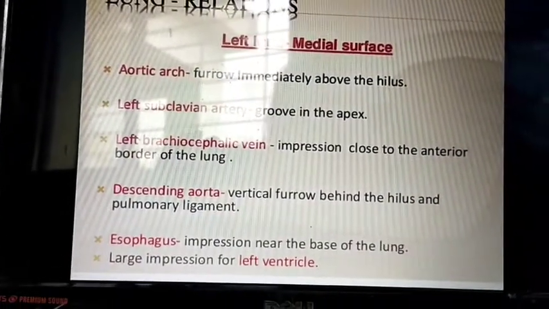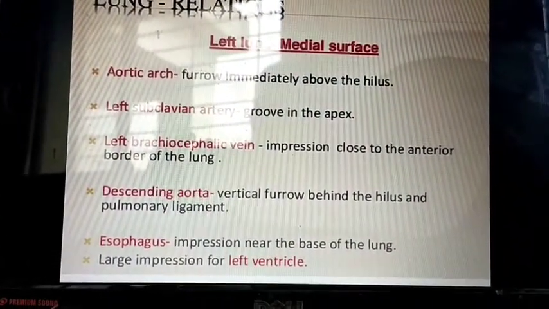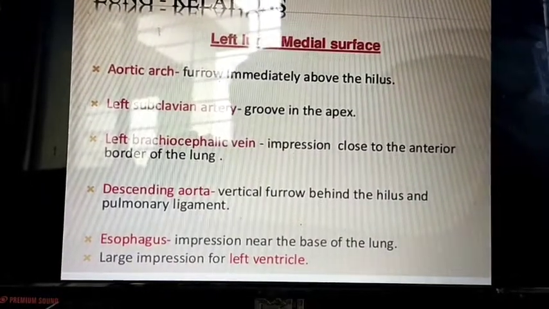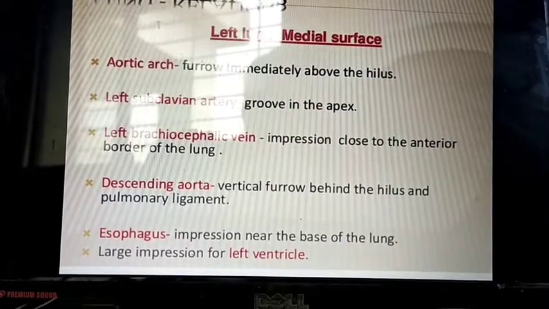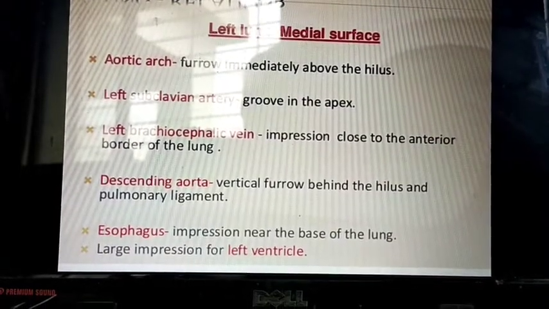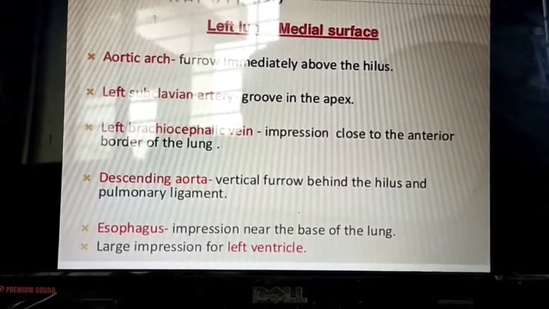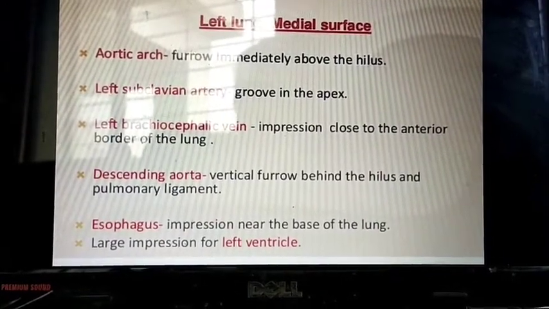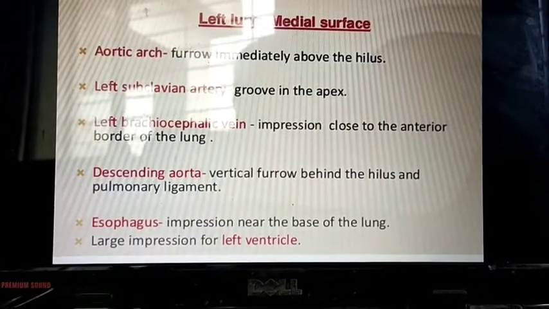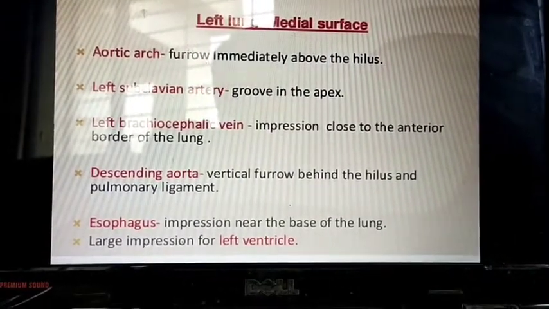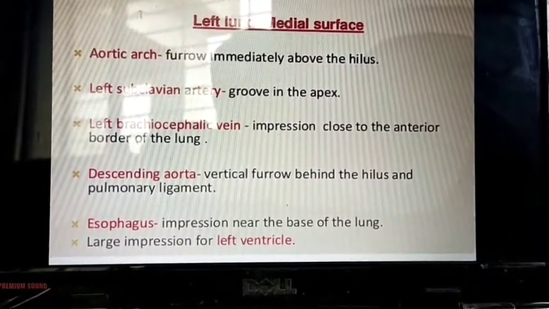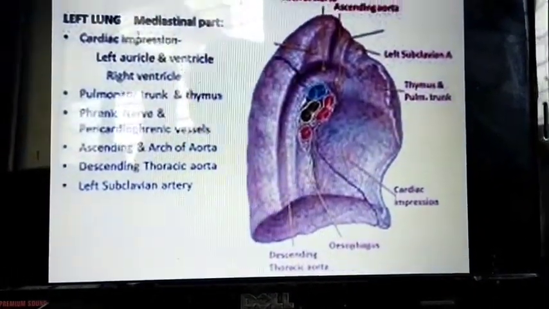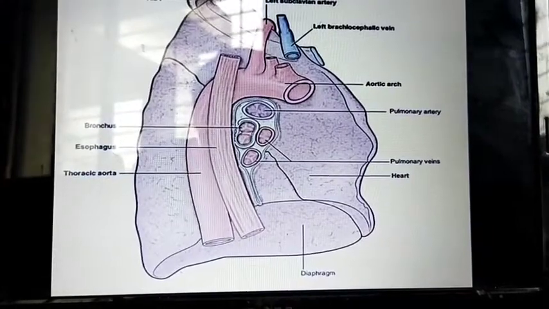They are the aortic arch, a furrow immediately above the hilum. The left subclavian artery makes a groove in the apex. The left brachiocephalic vein impression is close to the anterior border of the lung. The descending aorta makes a vertical furrow behind the hilum and pulmonary ligament. The esophagus impression is near the base of the lung, and there is a large impression for the left ventricle. You can see it in the next picture.